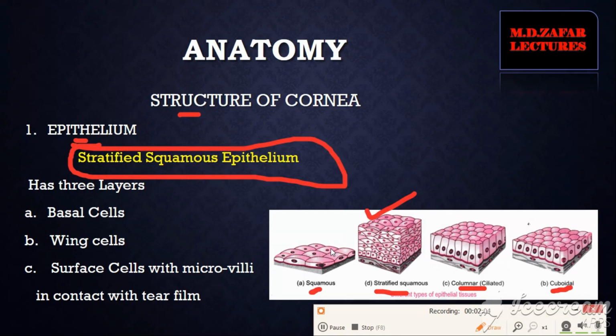It is arranged in three layers. The basal layer, this one is the basal layer. Then we have the wing cells, which will be forming about this much part. And then we have the surface cells, which have microvilli, and they are in contact with the tear film. Like you could see that there will be small microvilli on the surface of the stratified squamous epithelial surface cells.